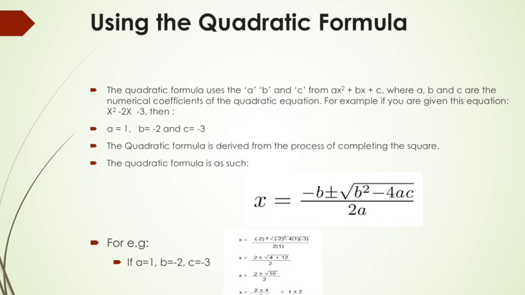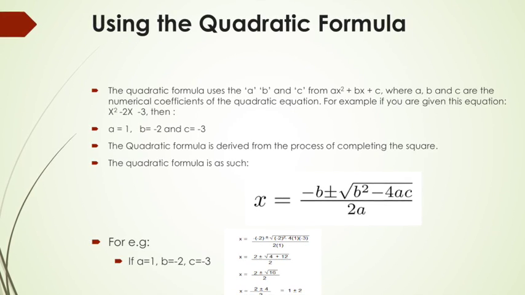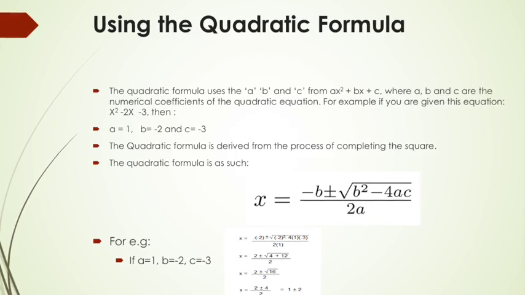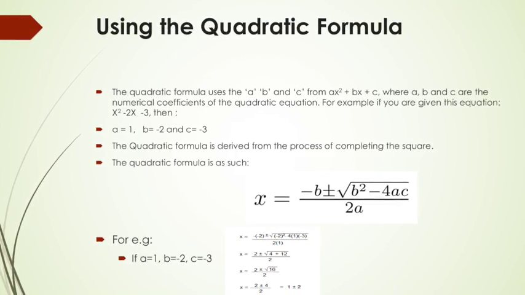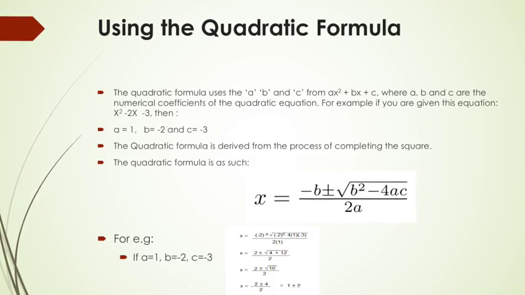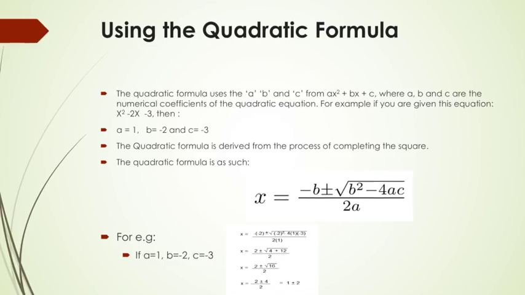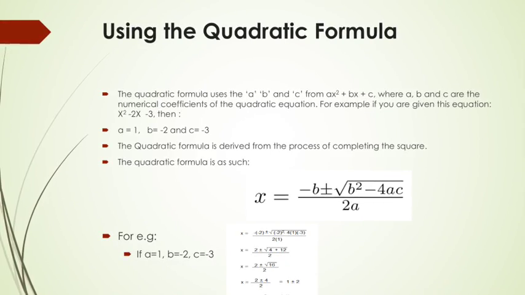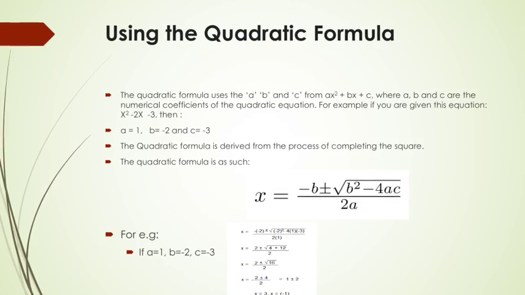Using the quadratic formula. The quadratic formula uses the a, b, and c from ax squared plus bx plus c, where a, b, and c are the numerical coefficients of the quadratic equation. For example, if you're given this equation, x squared minus 2x minus 3, then a is equal to 1, b is equal to negative 2, and c is equal to negative 3. The quadratic formula is derived from the process of completing the square.